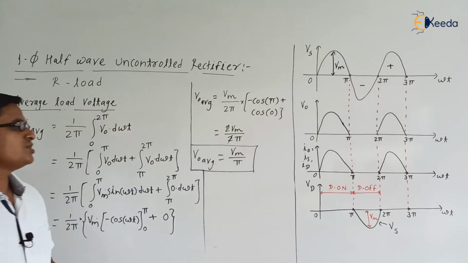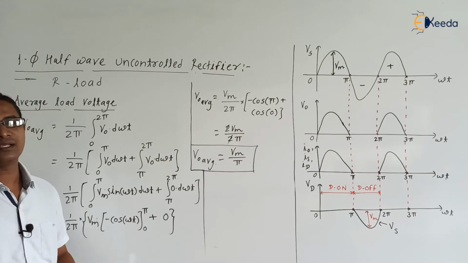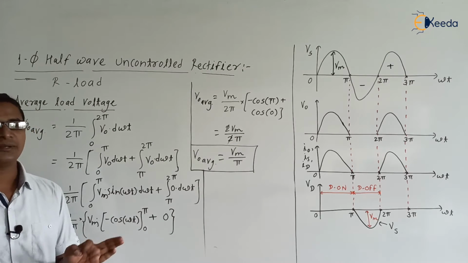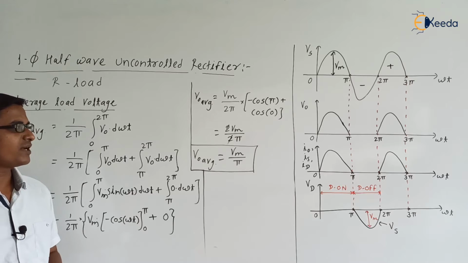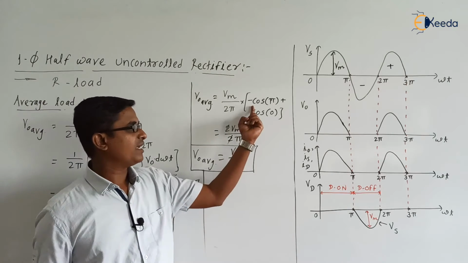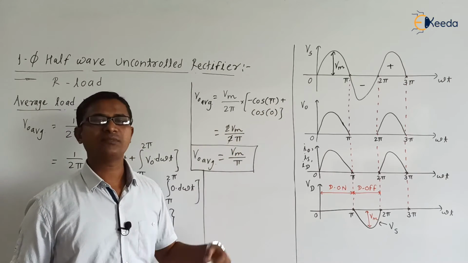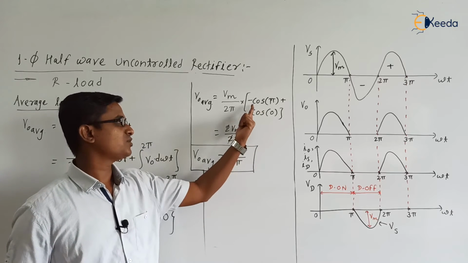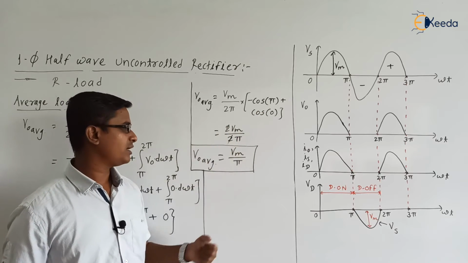Are you getting the point? V0 average is equal to Vm by pi. Is this clear? Any doubt, any difficulty? So it is minus of cos of pi. Cos pi is minus 1, so minus of minus 1 is 1, plus 1, so it is 2. So Vm by pi.